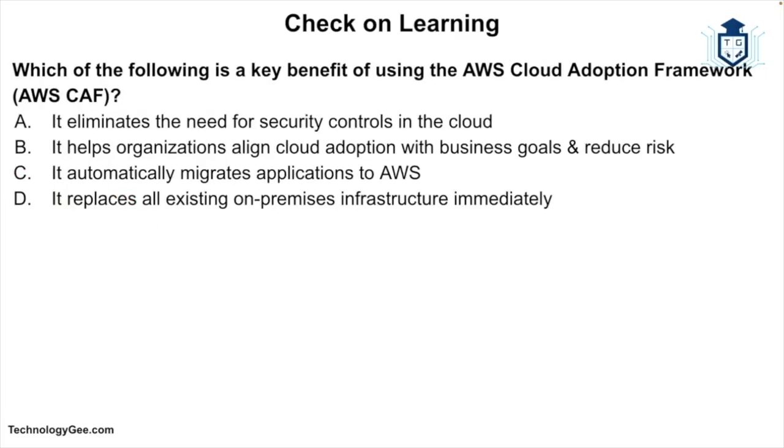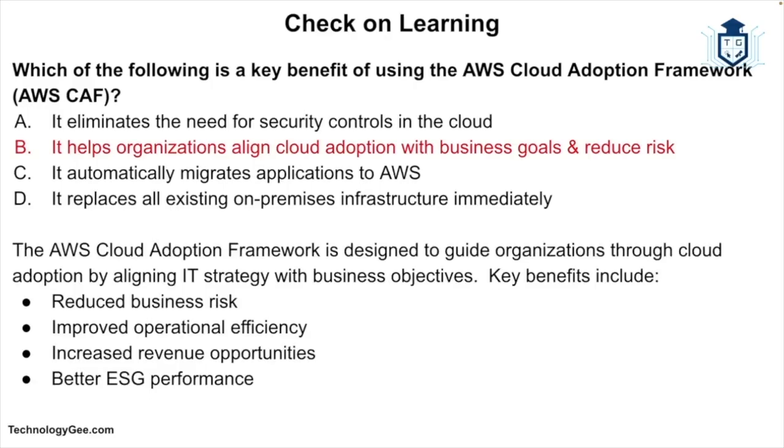Next question. Which of the following is a key benefit of using the AWS Cloud Adoption Framework? Is it eliminates the need for security controls in the cloud? Is it helps organizations align cloud adoption with business goals and reduce risk? Is it automatically migrates applications to AWS? Or is it replaces all existing on-premises infrastructure immediately?